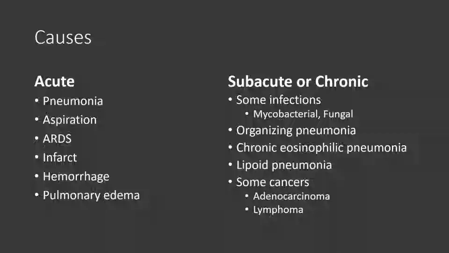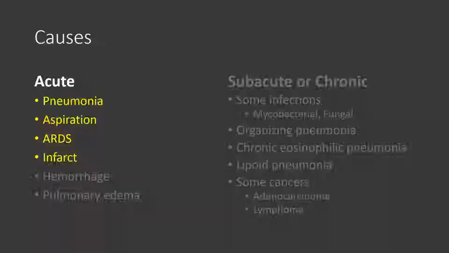The first step is often narrowing the differential diagnosis by whether the consolidation is acute or chronic. Most often the consolidation is acute, with the most common causes being infection, aspiration, ARDS, and pulmonary infarcts from pulmonary emboli, shaded in yellow.